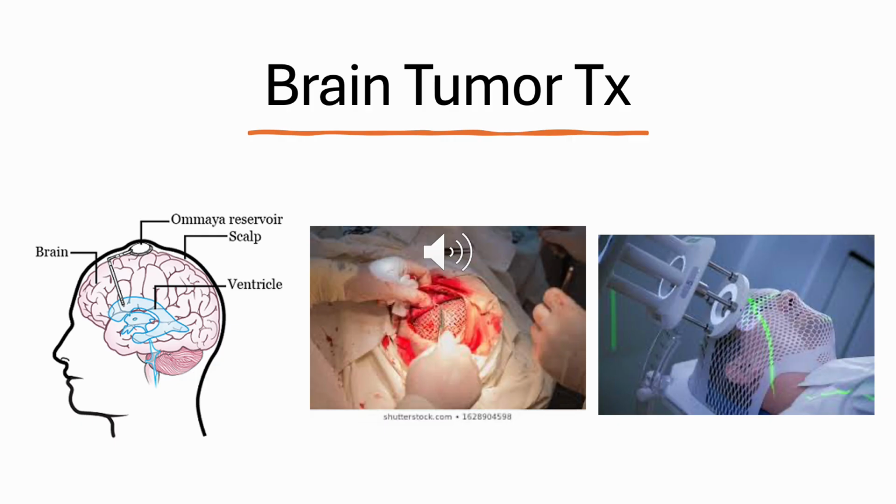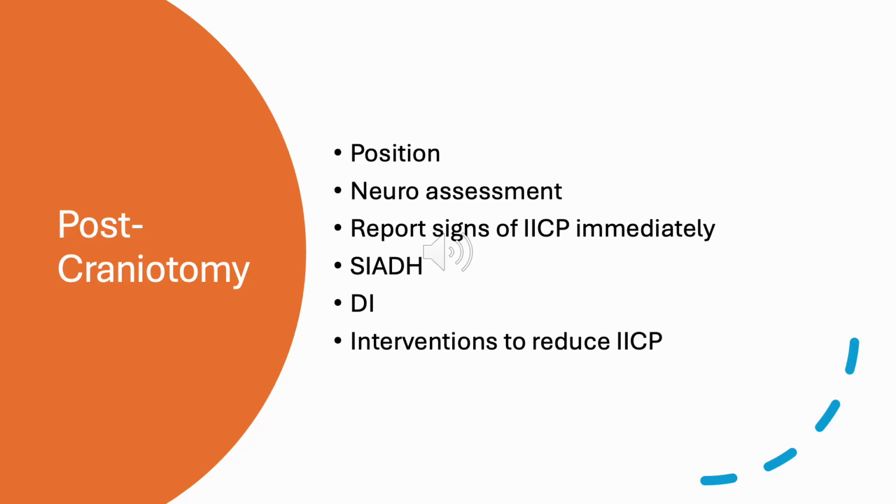It's really precise, and they only have to be there for an hour to shrink the tumor, and they stay one night in the hospital. So it's lower risk than craniotomy and a lot less cost. Nursing interventions post-craniotomy. We talked about the position. Infratentorial craniotomies are going to be positioned at 10 degrees. Supratentorial are going to be positioned at 30 degrees with the head of bed 30 degrees.